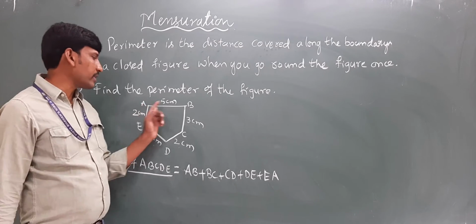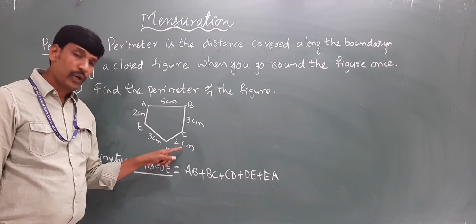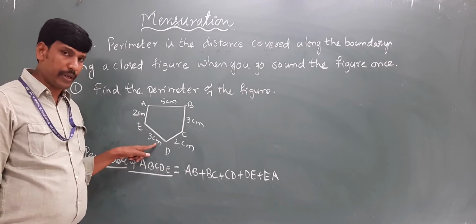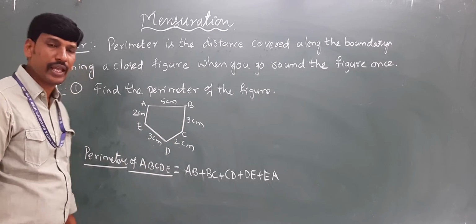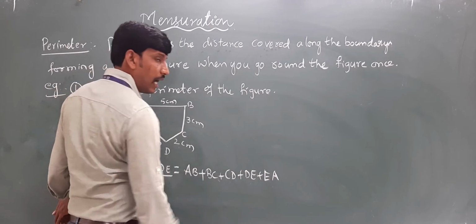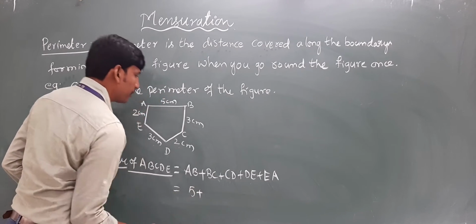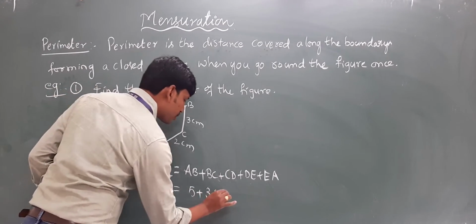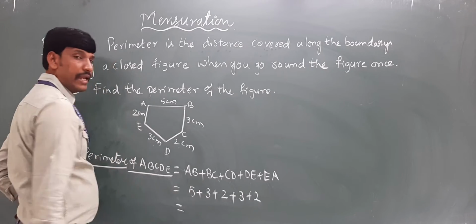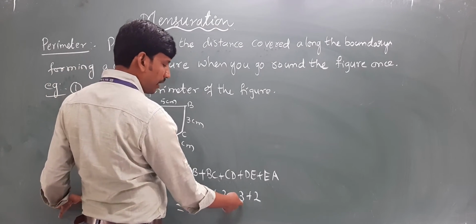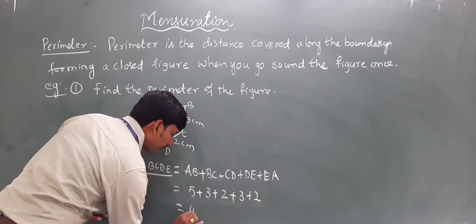So what I gave, what is the length of AB? 5. What is the length of BC? 3 centimeter. What is the length of CD? 2 centimeter. Length of DE? 3 centimeter. Length of EA? 2 centimeter. So substitute all these 5 values in place of AB, BC, CD, DE and EA. So what are you going to get here? AB is 5, BC is 3, CD is 2, DE is 3, again 2 centimeter. By adding all this, 5 plus 3 is 8, 8 plus 2 is 10, 10 plus 3 is 13, 13 plus 2 is 15 centimeter. Clear here?